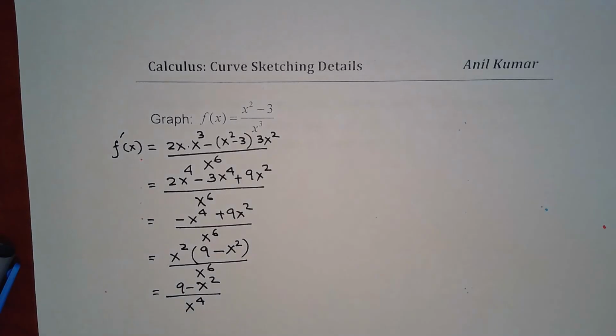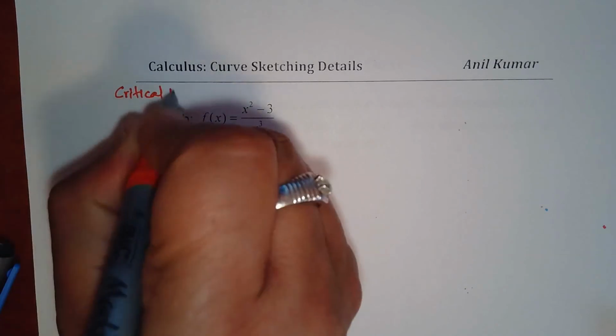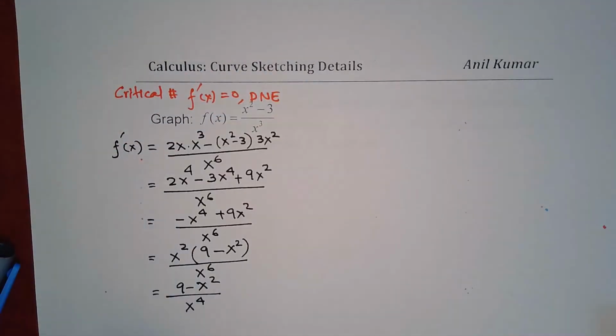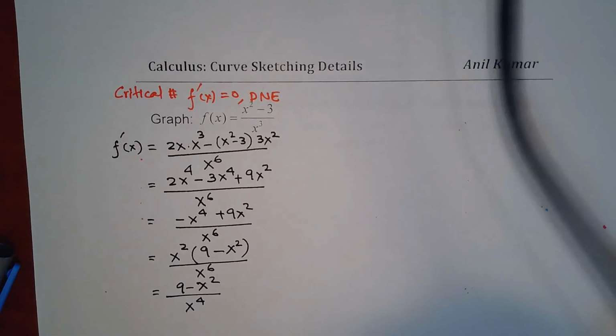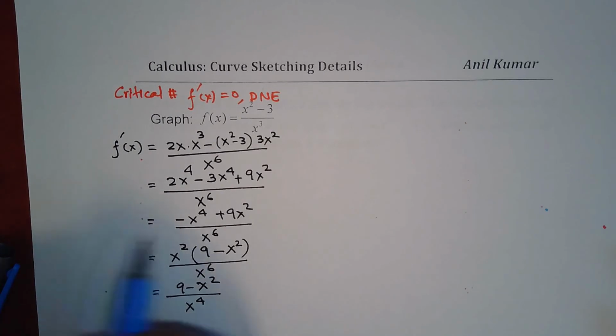Now for critical number, derivative should be 0 or undefined, right? So we know that for critical number, the first derivative is either 0 or it does not exist. So therefore, in this particular case, we get 2 values from the numerator which give us 0, and 1 from the denominator which gives us an undefined value. Correct? So we can analyze this particular derivative right here on the side.